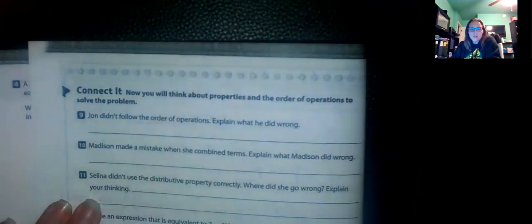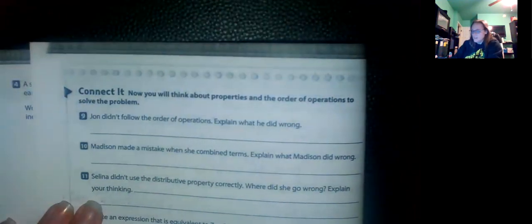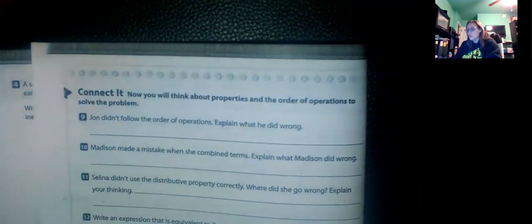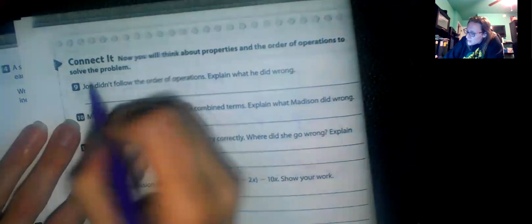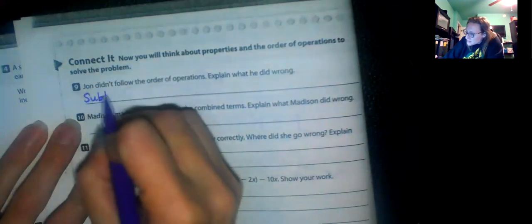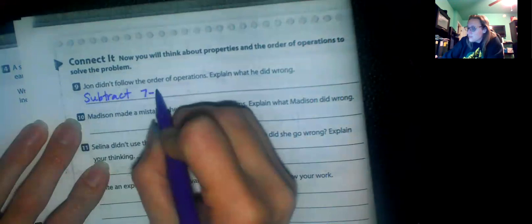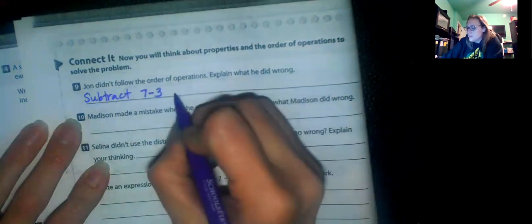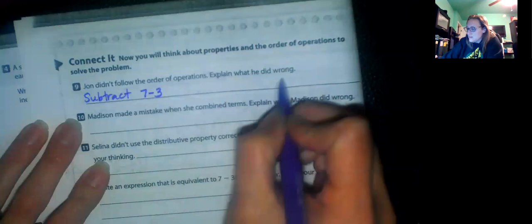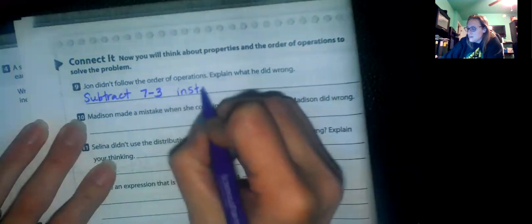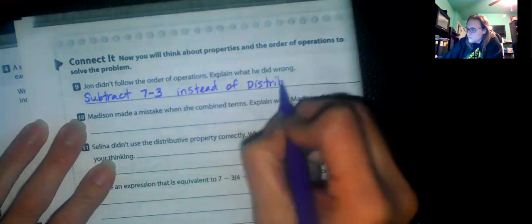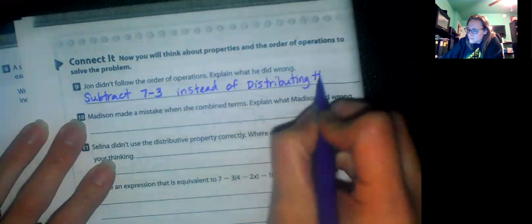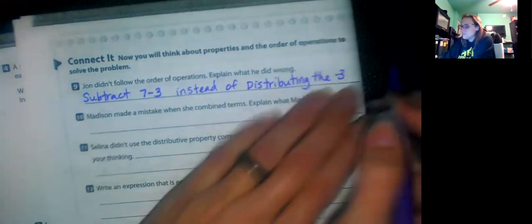All right, so John didn't follow the order of operations. Explain what he did wrong. So remember, John was the one who subtracted right at the beginning. Okay? So he subtracted 7 take away 3 instead of distributing the -3 first.